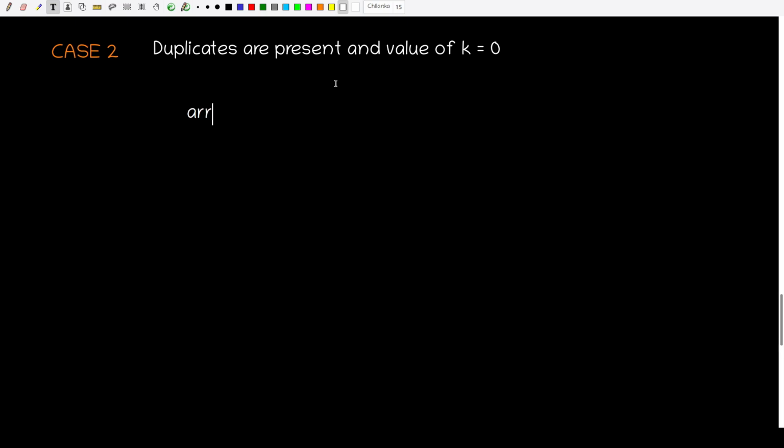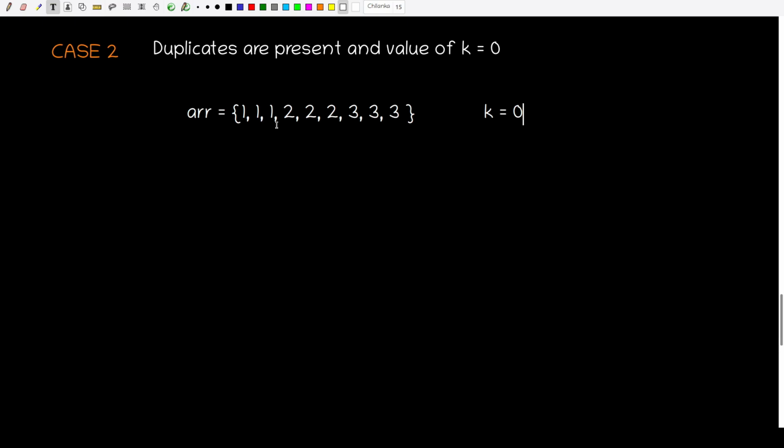Now let us discuss the second case as well. This is the case where duplicates are present and the value of k is equal to 0. To understand this case, let us say the array which is given to us is something like this, and the value of k is equal to 0.